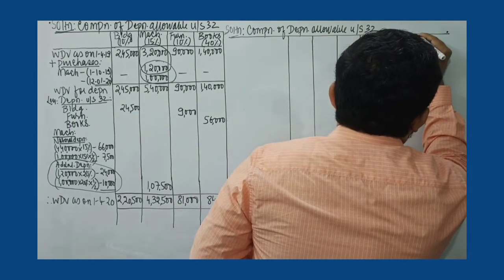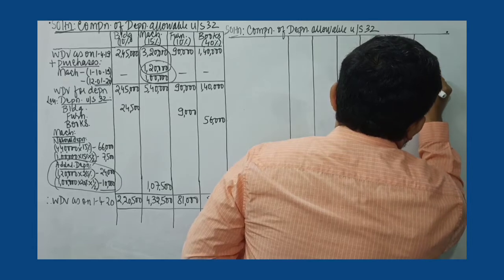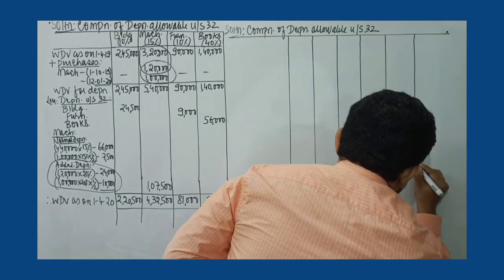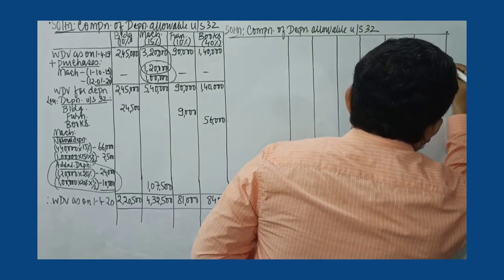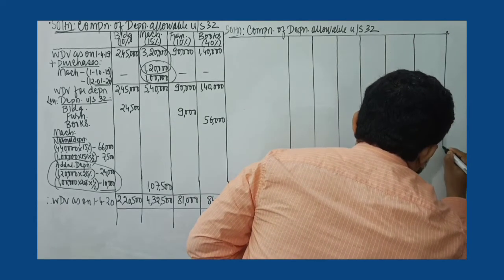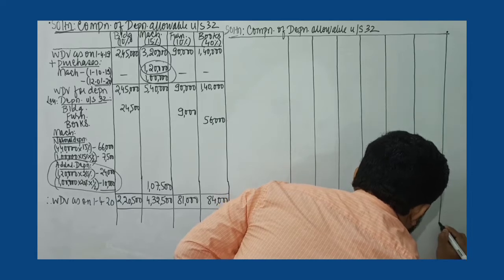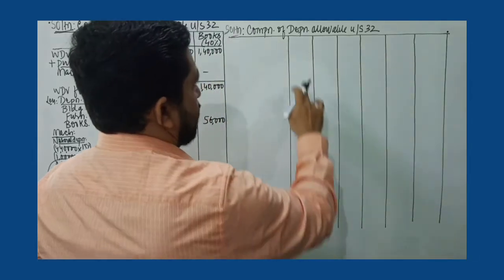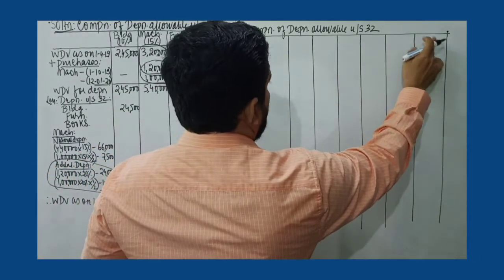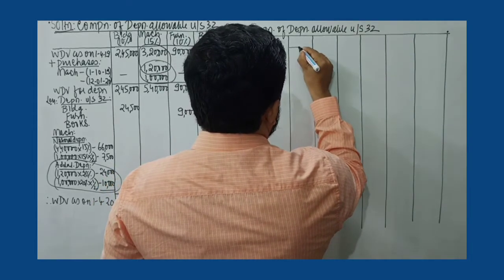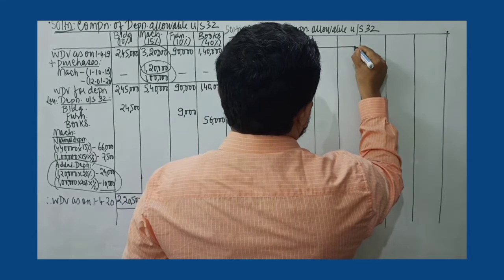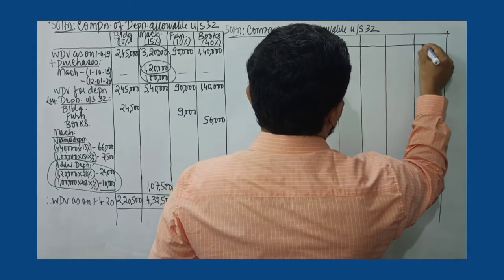Fourth block, say fifth block of asset, and then we can have the sixth block of assets. So since there are 6 blocks of assets, we will have to prepare 6 amount columns. So I record over here the block names and the rates of depreciation.